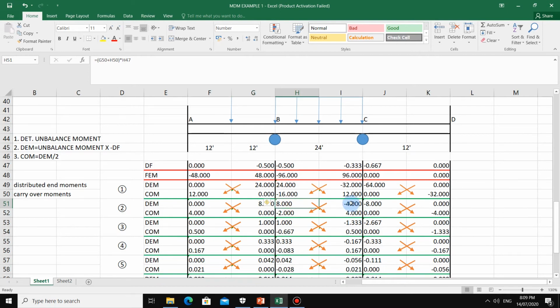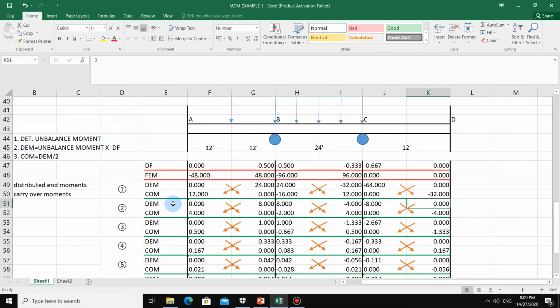This one, guys, is 4. Where does it come from? From 12. Okay, so 12 plus 0, then times negative 0.33. Okay, so negative 0.33. Then this one, negative 8, comes from 12 plus 0, then times the DF. Okay, negative 0.667. And this one is 0, because the DF is 0.